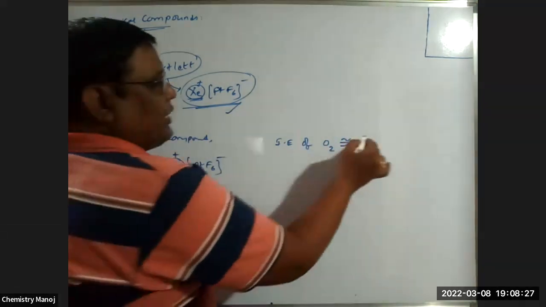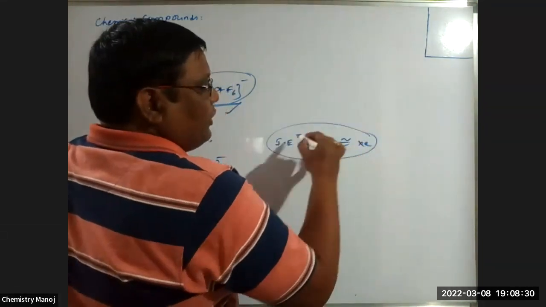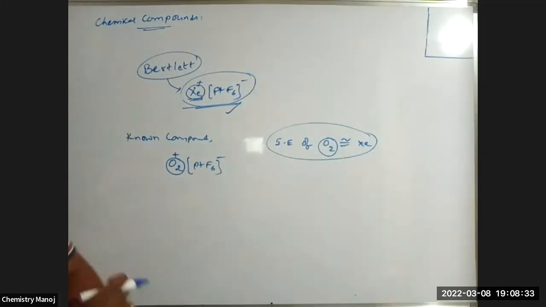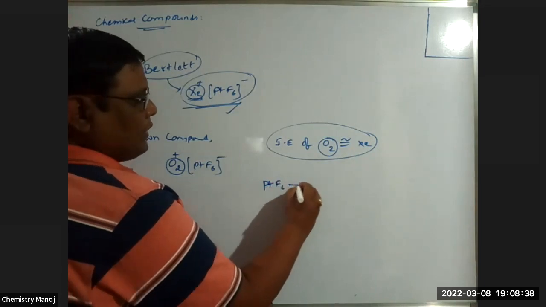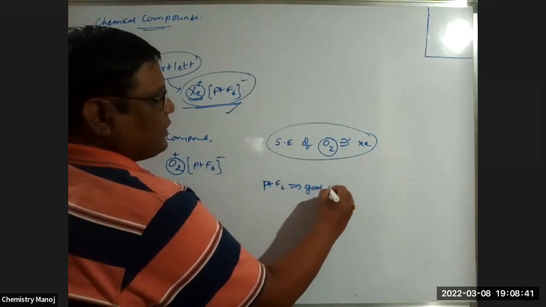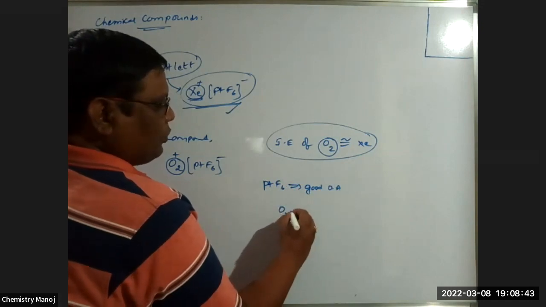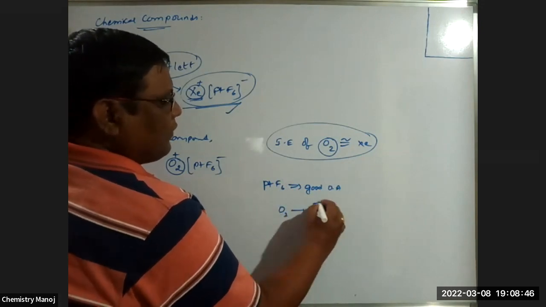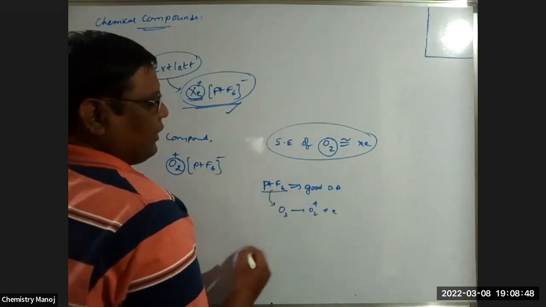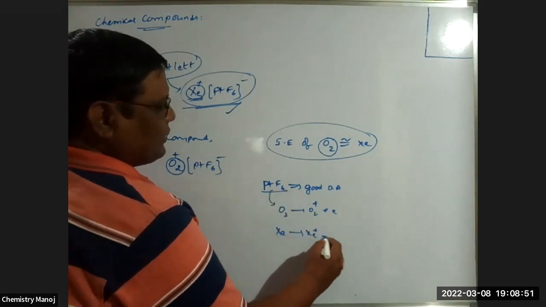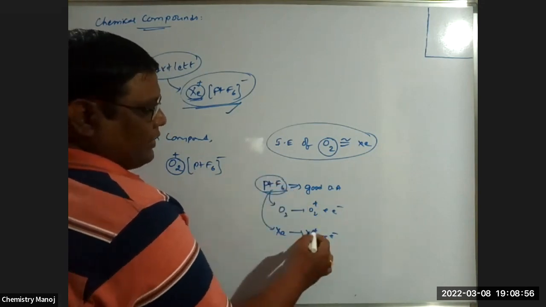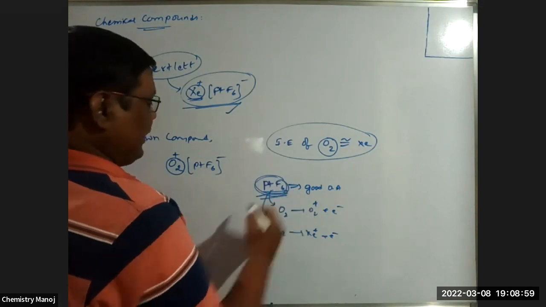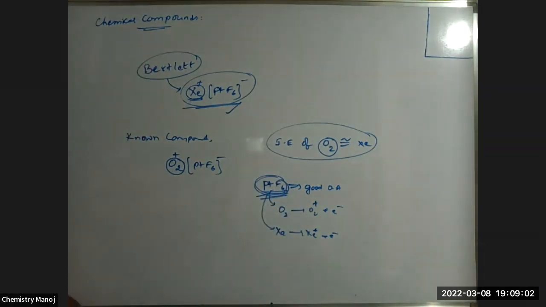Here the important point is that the ionization energy of the O2 molecule is almost equal to that of xenon. And also PtF6 is a good oxidizing agent. That means O2 is converted to O2+ by loss of an electron, and this is done by PtF6. Similarly, xenon is converted to Xe+ by loss of an electron, also done by PtF6. That means xenon is oxidized with the help of PtF6. That is why PtF6 is considered a good oxidizing agent, and because of that, this compound exists.